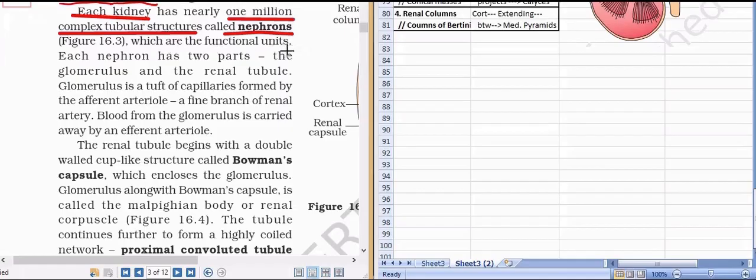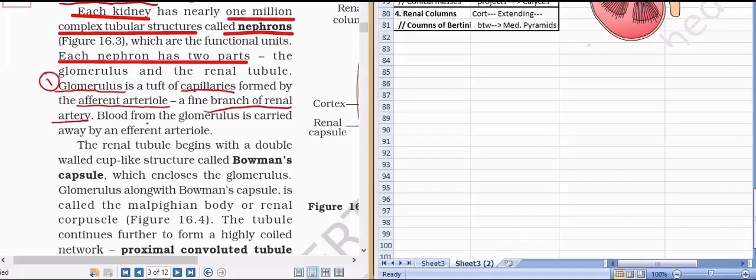Now, which are the functional units? What is the functional unit of the kidney? Nephrons, like basic cells. Next, each nephron has two parts. One is the glomerulus. It is made up of blood vessel capillaries, which come from the renal artery. A fine branch of the renal artery.